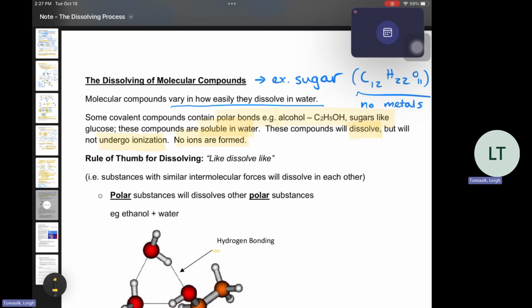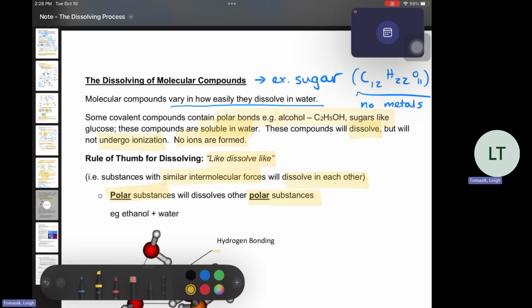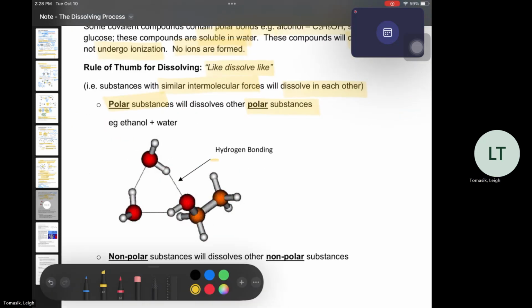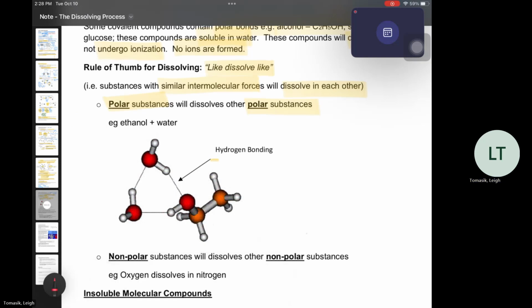How can we tell if we're looking at a molecular compound whether it will dissolve? Well, there is a rule called like dissolves like. Substances that have similar intermolecular forces will dissolve in each other. So polar substances will dissolve other polar substances. So ethanol, this is ethanol.